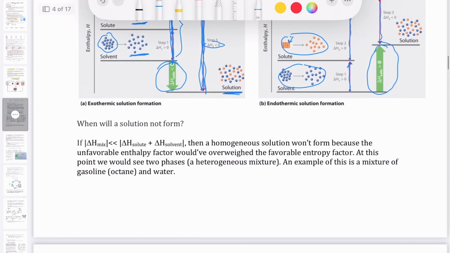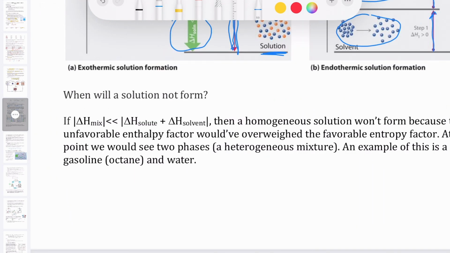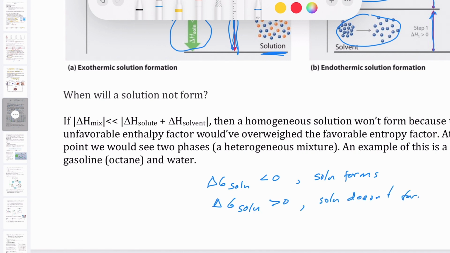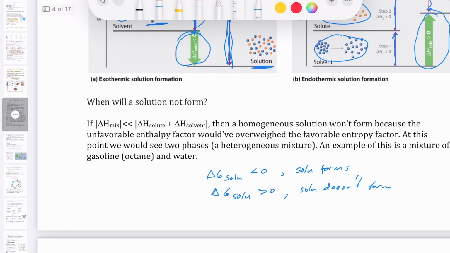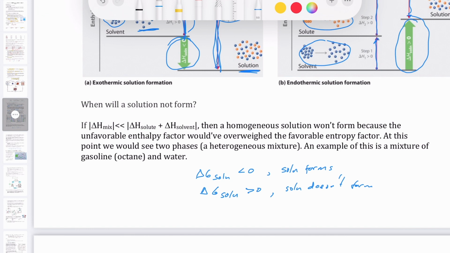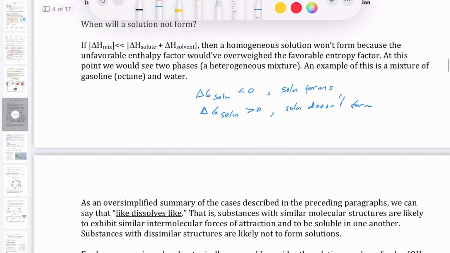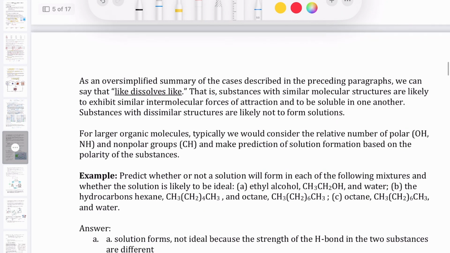So will solutions always form? Well, the answer is not always, right? So it depends, again, in the end, always on the value of the delta G of solution. So if the delta G of solution is negative, then you will have a spontaneous formation of your solution, whereas if the delta G of the solution is positive, then the solution doesn't form. Okay, and of course, right now we're only focusing on the delta H of solution, but there's always that entropy factor, and the entropy factor is going to tell you when you add it with the delta H of solution whether a solution will form or not.